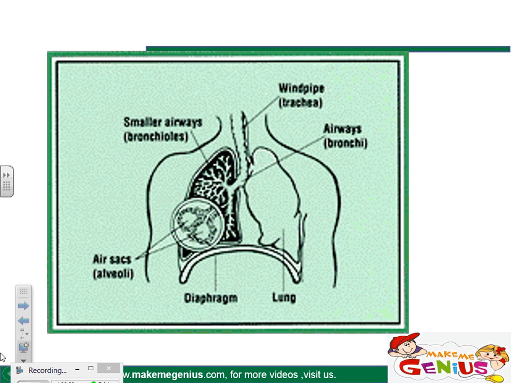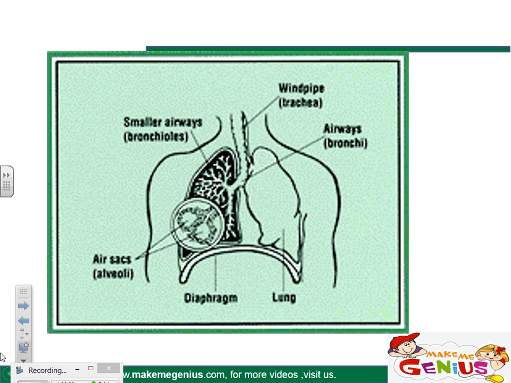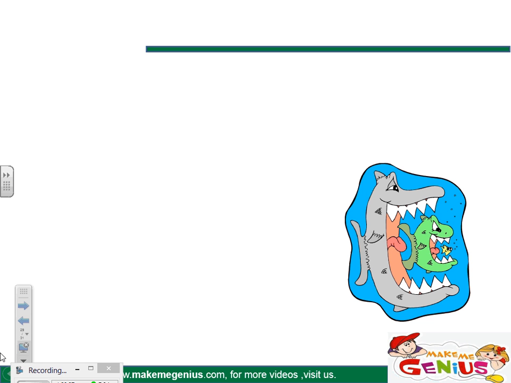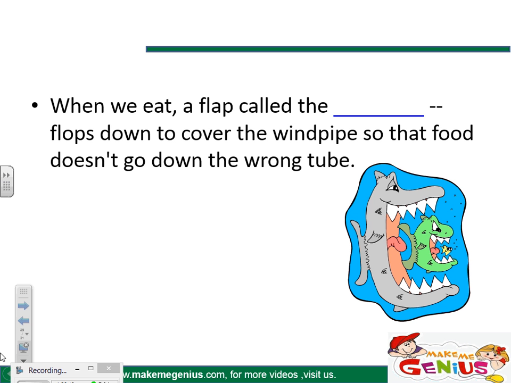Then you have your windpipe, your bronchial tubes, your lungs, your air sacs, your diaphragm, all of that. When we eat, there's a certain flap that flops down to cover the windpipe so that our food doesn't go down that wrong tube. We don't have to tell our body to do this. If that food went down your windpipe, you would choke because you wouldn't be able to breathe.